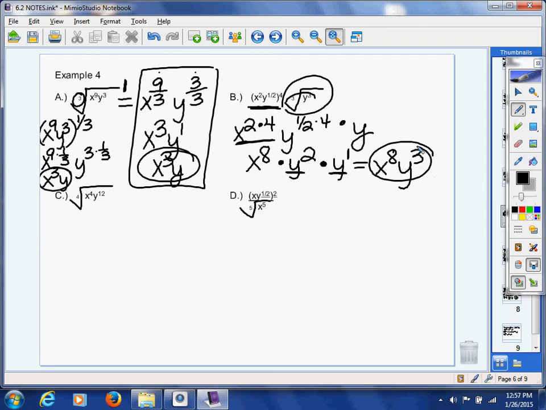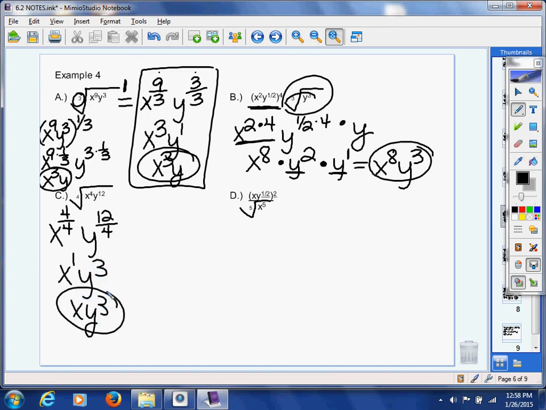Okay? All right, letter C is kind of like letter A. I'm going to solve it the same way I did letter A. I'm just going to take x, which already has an exponent of 4, and divide that by the index. Y has an exponent of 12. Divide it by the index. And you'll have x to the first, y to the third, or in other words, xy to the third. That's as simple as I can make it, folks.